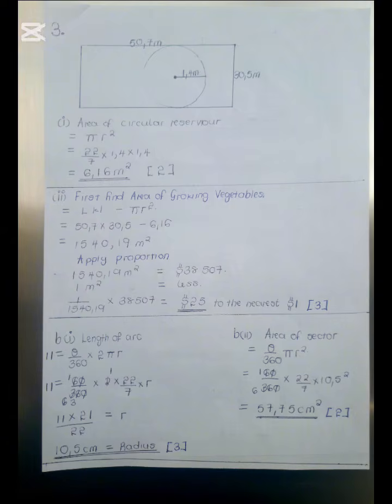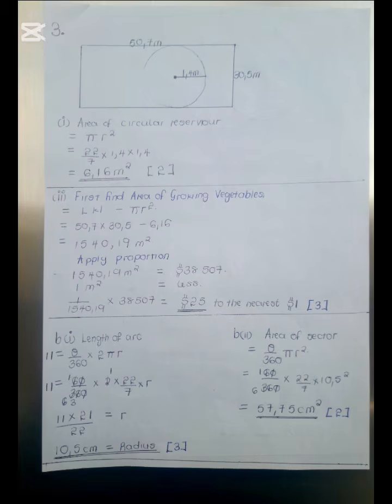And then the 1,540.19 square meters is the one that is costing 38,507. What about 1 square meter? We need to apply proportion. We say it is going to be less. So 1 over 1,540.19 times 38,507. We get our answer is $25 to the nearest dollar, because we are supposed to give the cost per square meter to the nearest dollar.